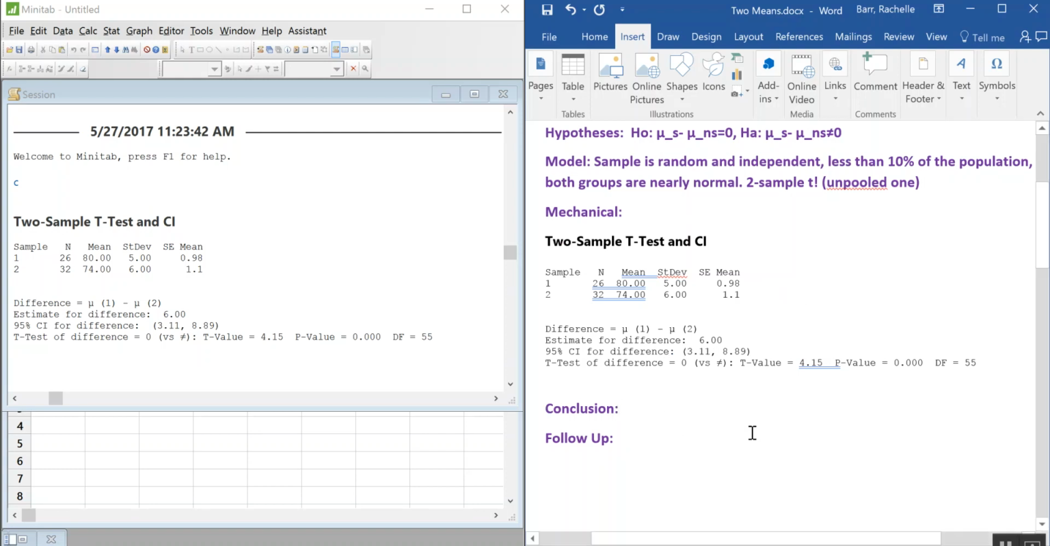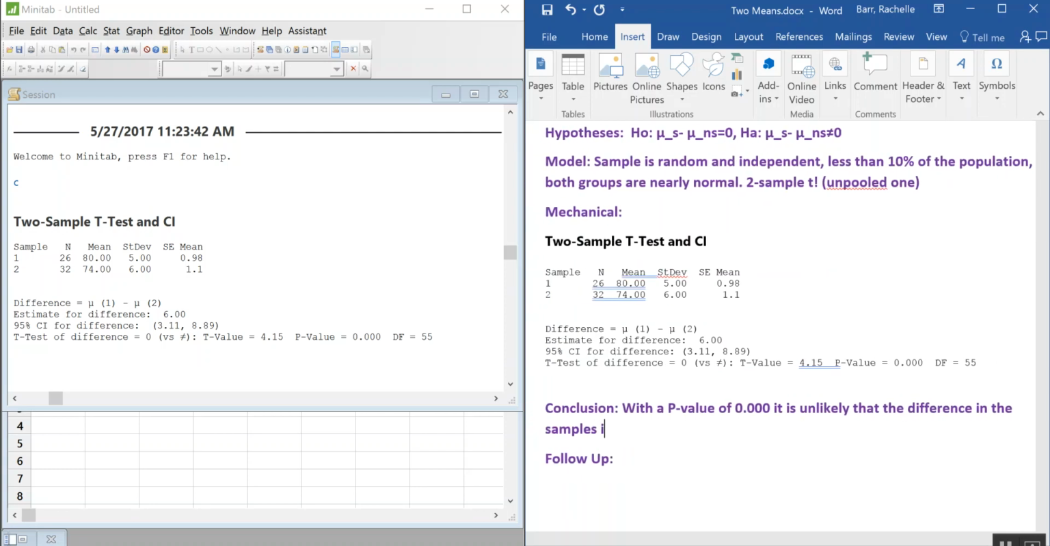Well, my p-value is small. With a p-value of 0.000, aka super tiny, it's unlikely that the difference in the samples is caused by just sampling error. So we are rejecting the null hypothesis.